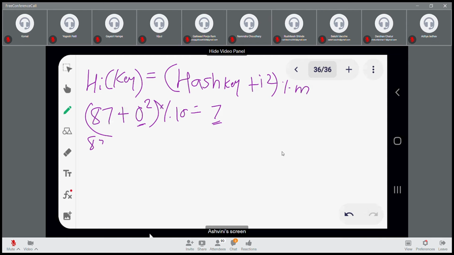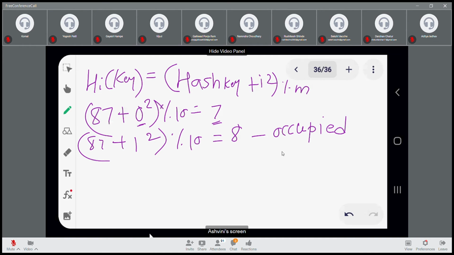That is not empty. So you cannot place at index 0. Next is 87 plus 1 square mod 10. Here the value of I is 1. That is index 1. Okay. So 87 plus 1 square. 1 square is 1. 87 plus 1 is 88. 88 mod 10 is 8. And that is also occupied. So you cannot consider the value of index 1 also. Okay. Next is 87 plus 2. Check the next index 2. So 87 plus 2 square mod 10.